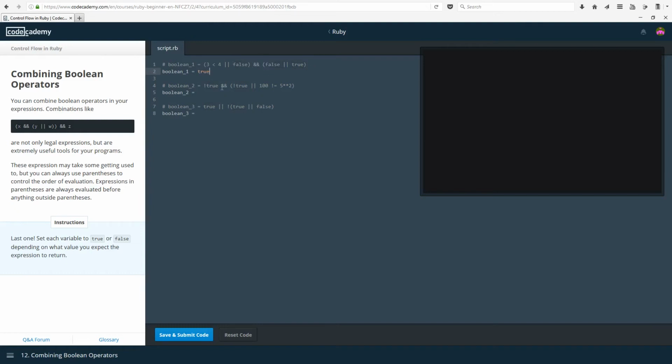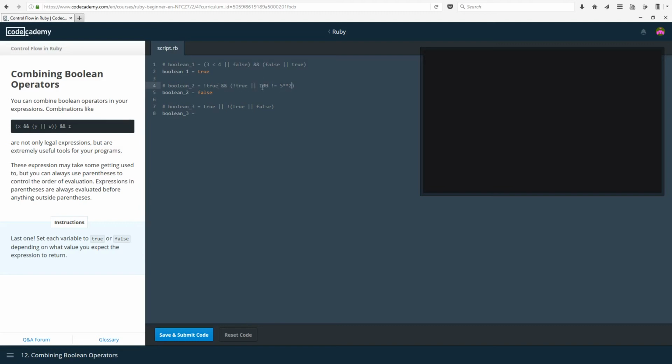Boolean 2. Not true. That's false. And because we have an and, false and anything else is always going to return false. So we don't even have to evaluate this. But if we were to evaluate it, let's look at it. We have 5 to the power of 2. That's 25.